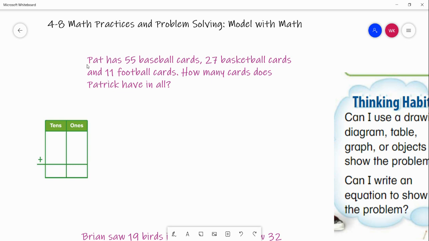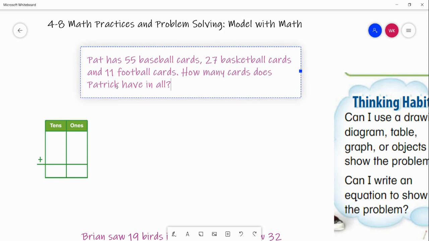And the first one says, Pat has 55 baseball cards, 27 basketball cards, and 11 football cards. How many cards does Pat or Patrick have in all? They're the same person. All right, so let's go ahead and I'm going to erase that so it doesn't get confusing.